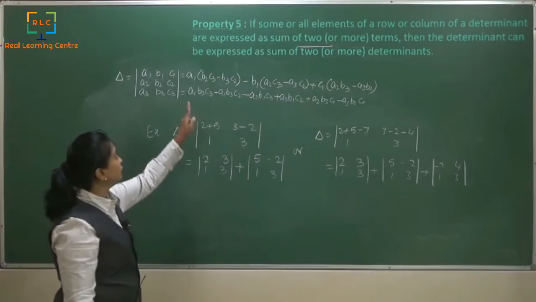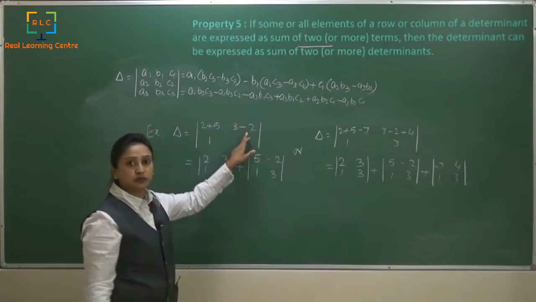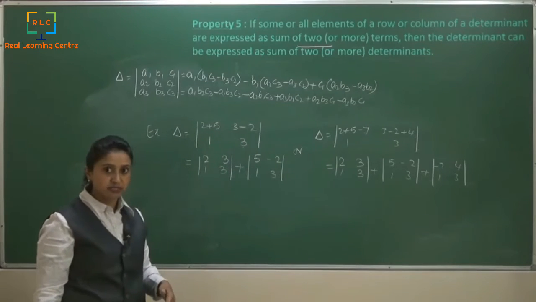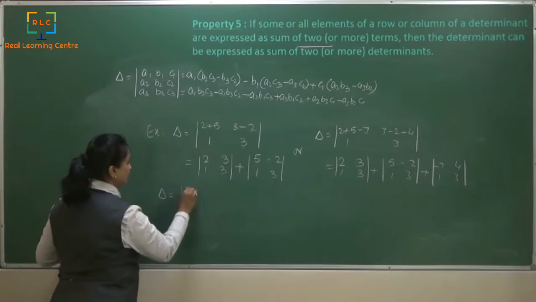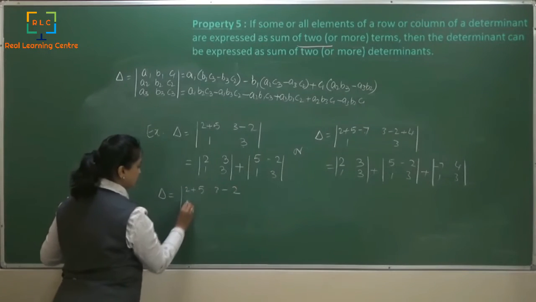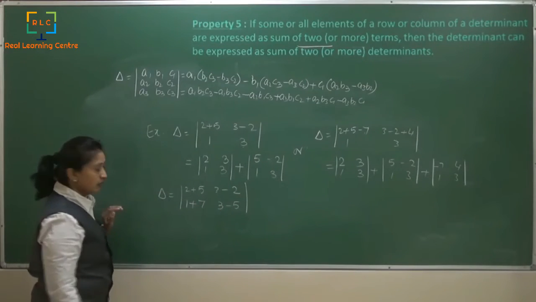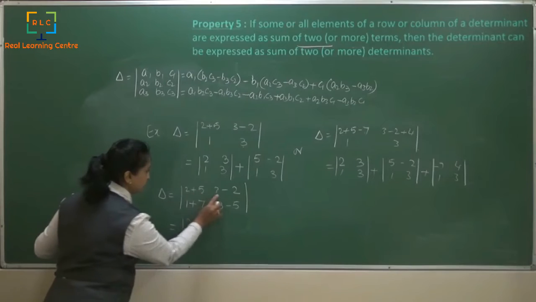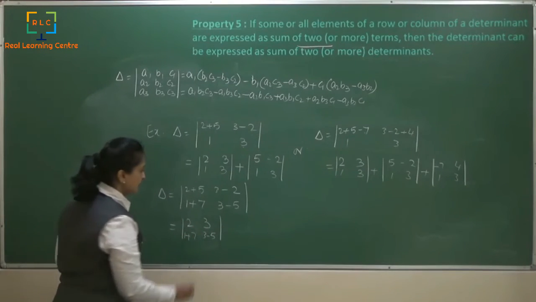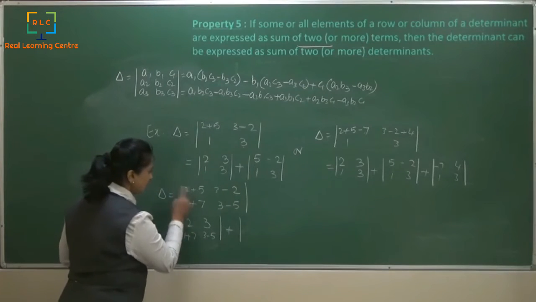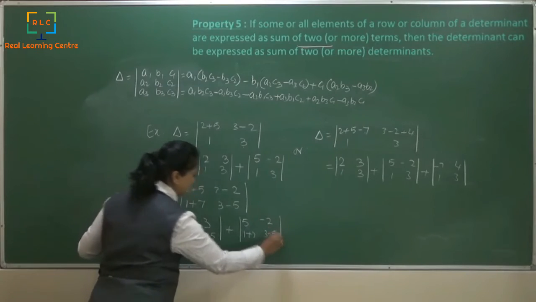So this is the meaning of that property. And in this property, if one row is addition of two elements, if another row also is addition of two elements, you have to do one step after another step. Now for example, delta is equal to, you have 2 plus 5, 3 minus 2. If this was 1 plus 7 and 3 minus 5, if you have like this, now this is equal to, I shall take first elements 2, 3. This 1 plus 7, 3 minus 5 I should write as it is. Next I shall take second elements 5 minus 2, 1 plus 7, 3 minus 5 as it is.